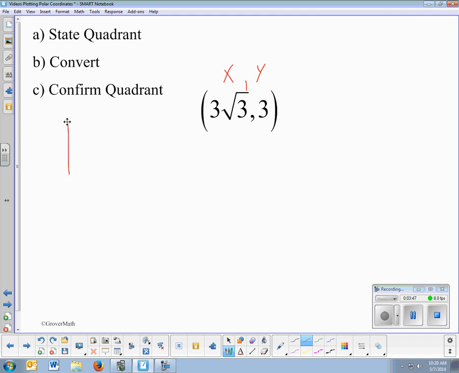If we remember our simple concept: in quadrant 1, x and y are positive. In quadrant 2, x is negative, but y is positive. In quadrant 3, they are both negative. And in quadrant 4, x is positive, but y is negative. And this corresponds directly with ASTC. In fact, it's the reason for ASTC.